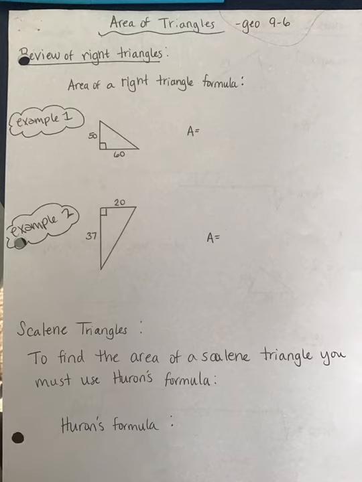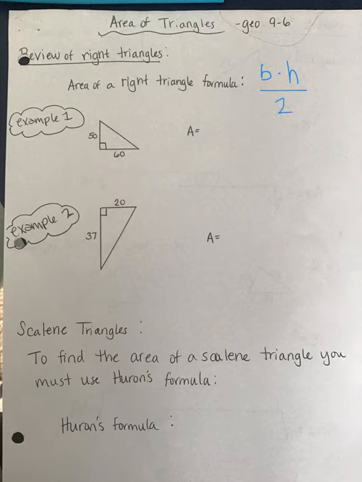First thing you need to know is the formula of area of a right triangle. Remember, area, we're finding the whole surface of it, like a carpet, like the whole wall. It's not finding around it or anything, it's finding all of it. So the area of a right triangle is base times height divided by 2.